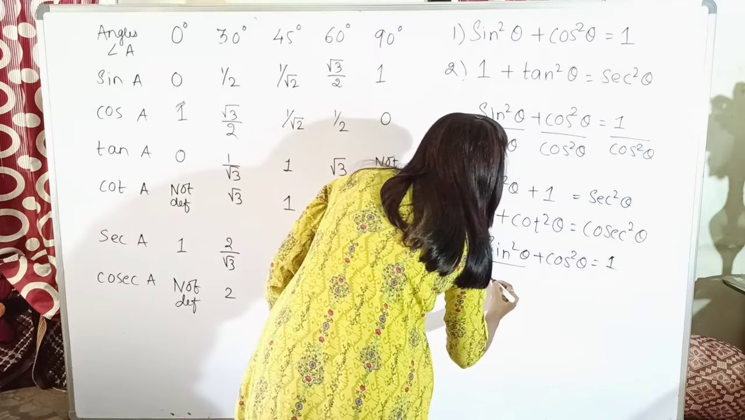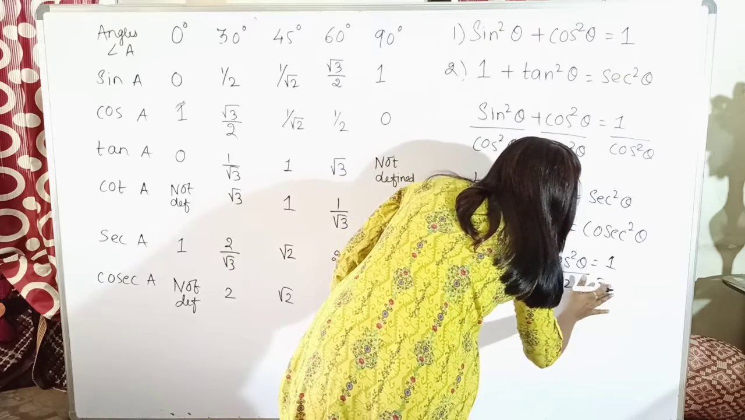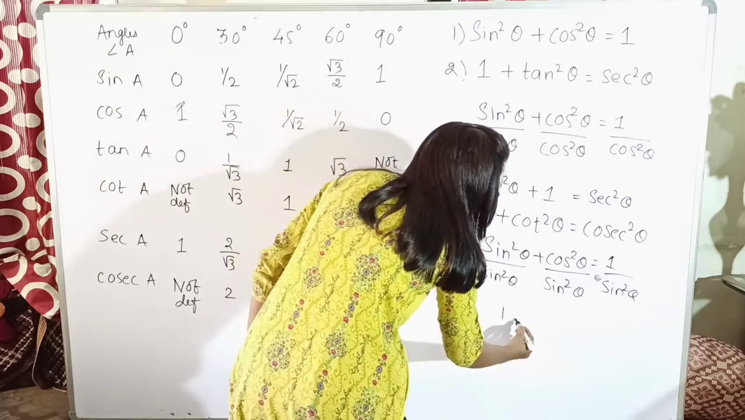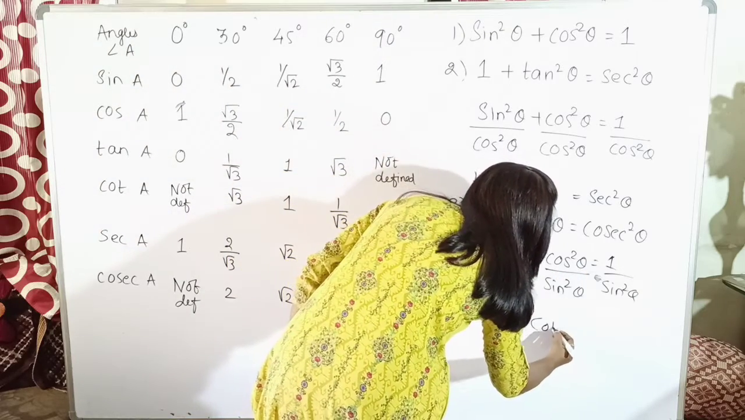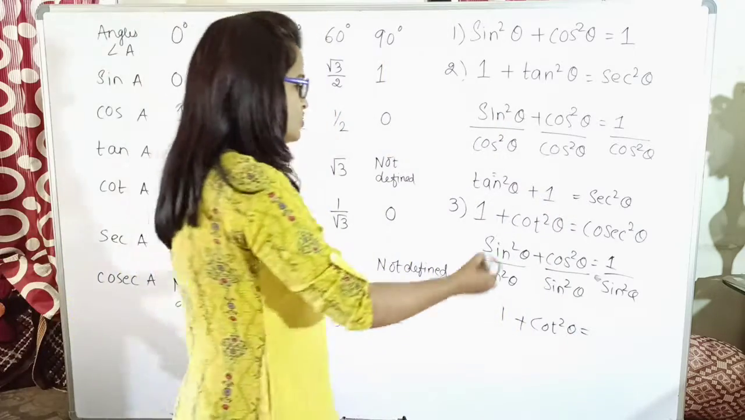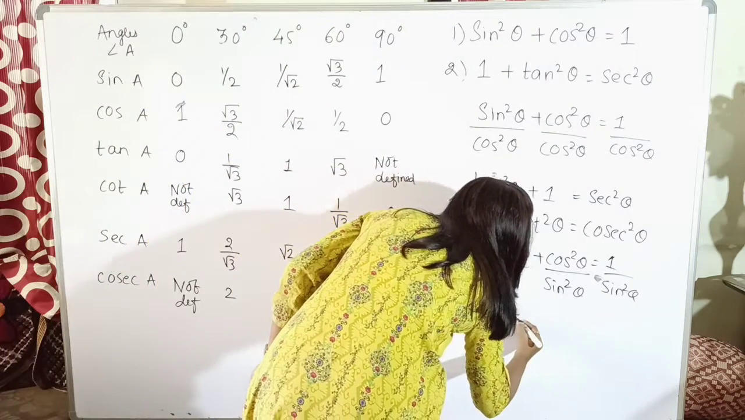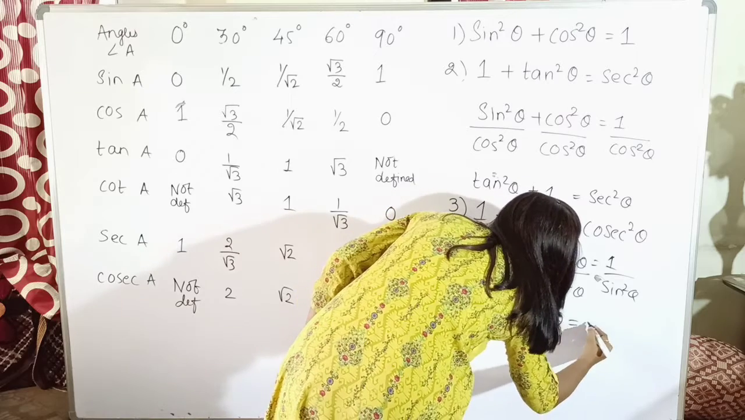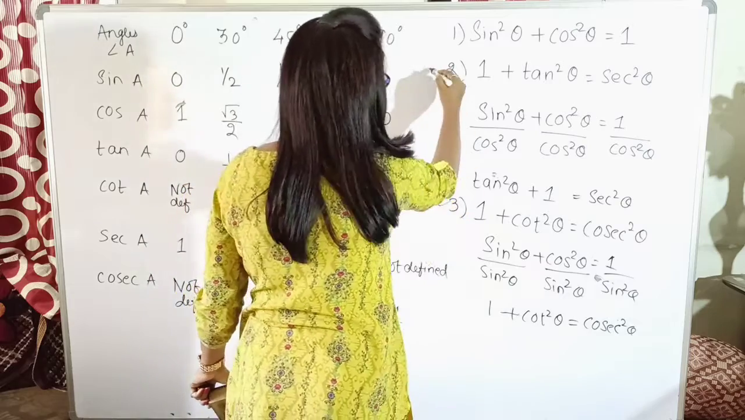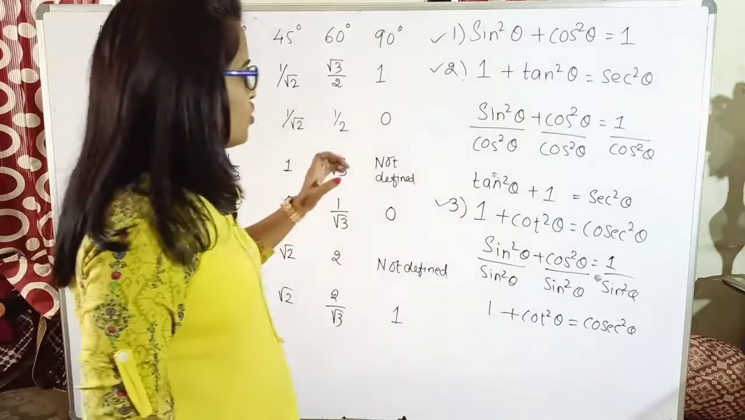Divide the equation by sine square theta. Let us see what we get. So as you can see, sine square will give me 1, plus cos by sine will give me cot, and 1 by sine, which is nothing but inverse of cosec, so I can replace that with cosec square. So this is 1 plus cot square theta equal to cosec square theta. So these are the three identities which are true, where the LHS is equal to RHS for all values of theta.